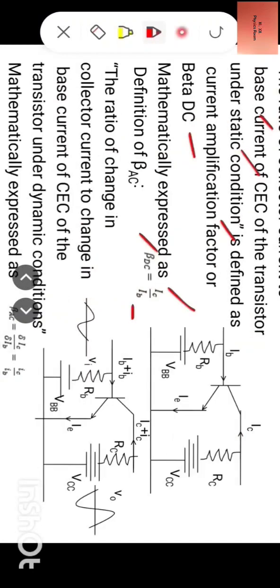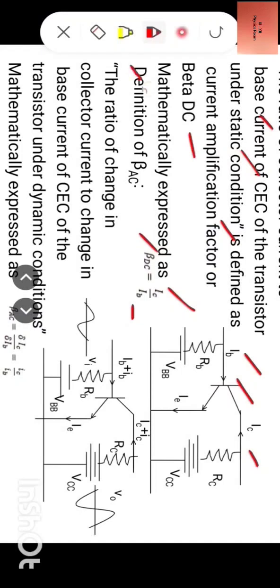Okay. Now look at this circuit diagram. This is the circuit diagram under static conditions. This is the base current input and the collector current at the output. So the ratio of collector current to base current is IC by IB. So beta DC is equal to IC by IB.